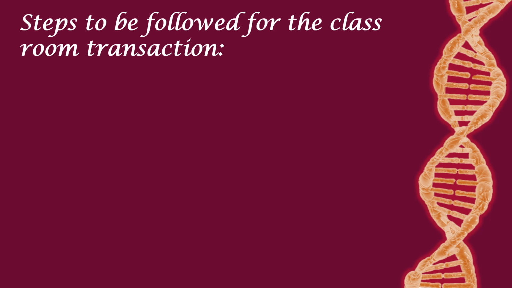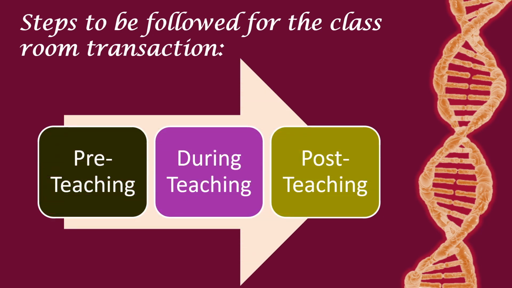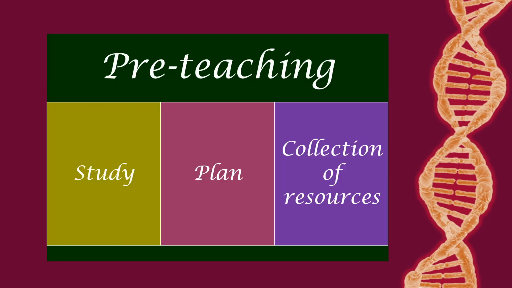In this session, we are going to see a model lesson on difficult concepts from the chapter heredity for grade 10. Before going into the model lesson, let us recall the steps to be followed for a classroom transaction. For a fruitful classroom transaction, we should work in 3 stages: pre-teaching, during teaching, and post-teaching. In the pre-teaching stage, we need to perform 3 major activities: study, plan, and collection of resources.